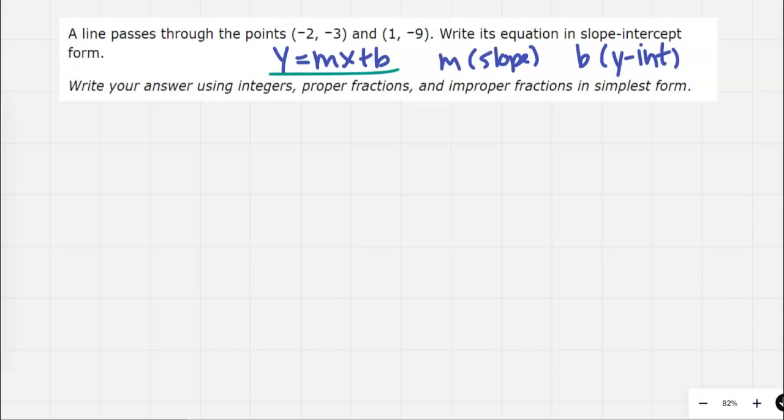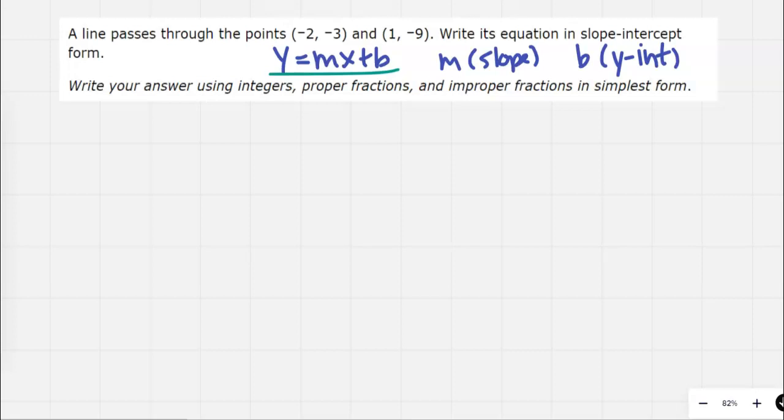Let's go ahead and dive on in with this example, and I'll show you what I mean. So here we're told that a line passes through the points (-2, -3) and (1, -9). We need to write its equation in slope-intercept form.